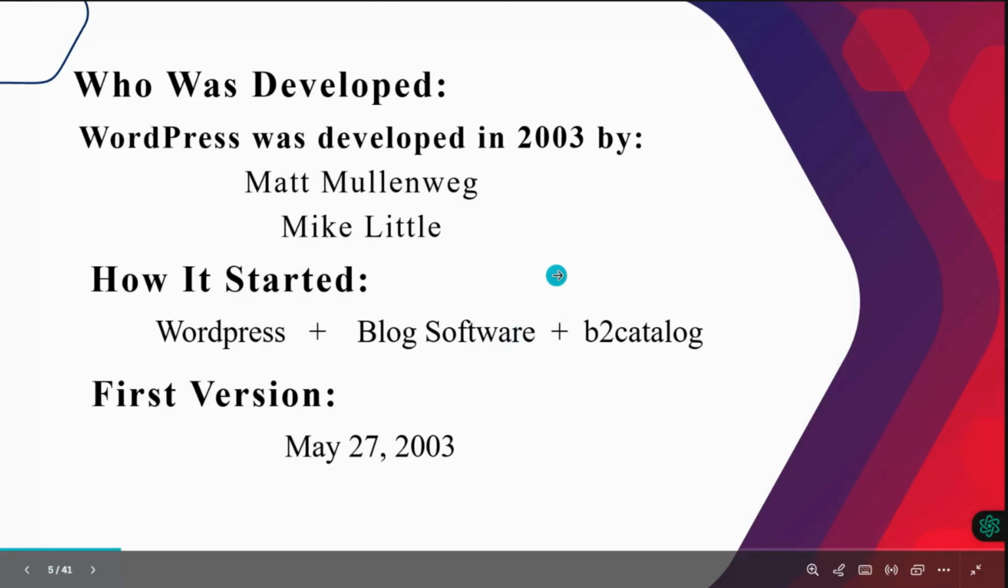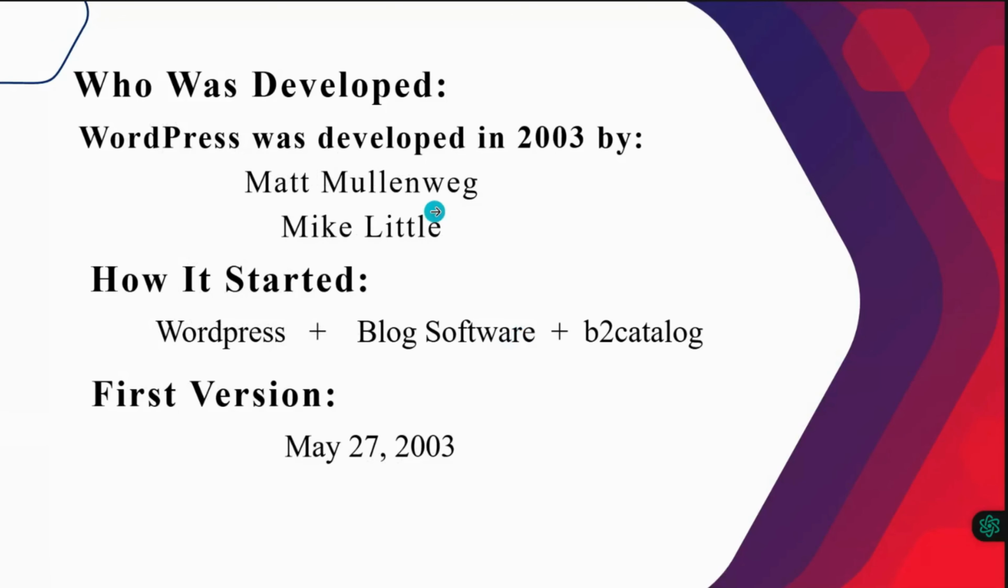First, who developed WordPress? WordPress was developed in 2003 by Matt Mullenweg and Mike Little. It began as a fork of an earlier blogging software called b2/cafelog. Mike Little suggested continuing development of the abandoned project, and Matt Mullenweg joined and began actively developing a new platform. Together, they released the first version of WordPress on May 27, 2003.